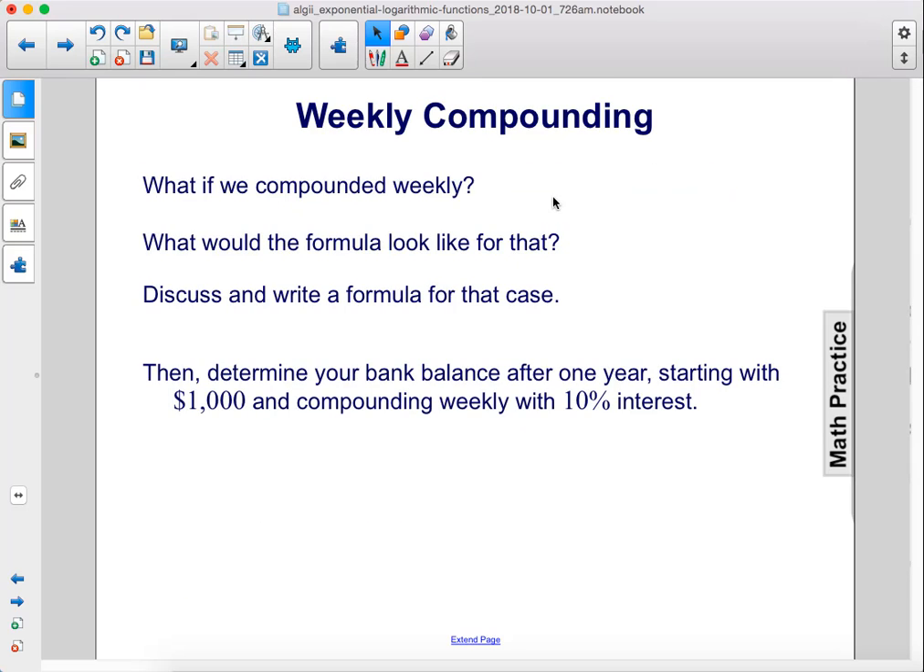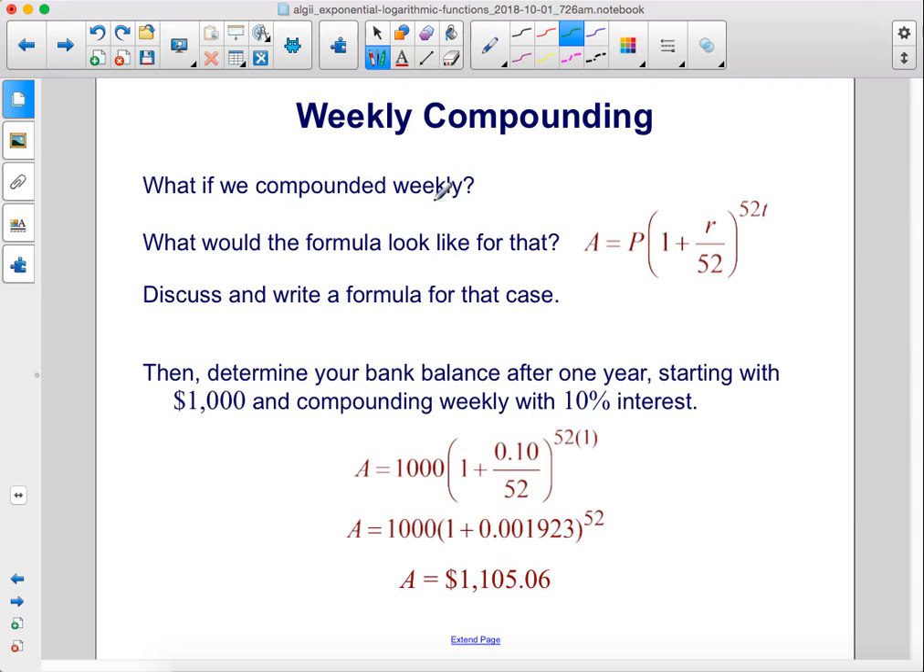What if we compounded weekly? What would the formula for that look like? Discuss and write a formula for that case. Then determine your bank balance after 1 year, starting with $1,000 and compounding weekly with 10% interest.